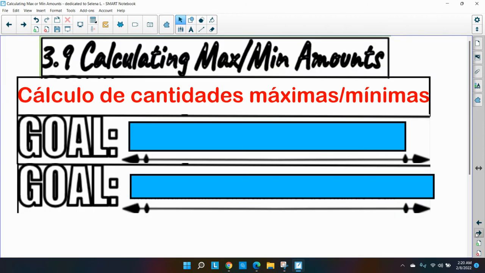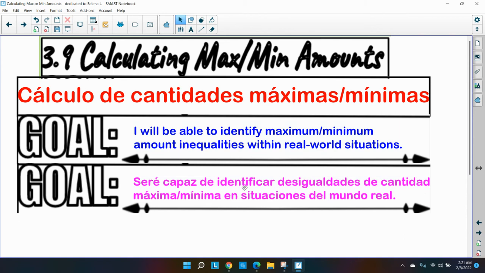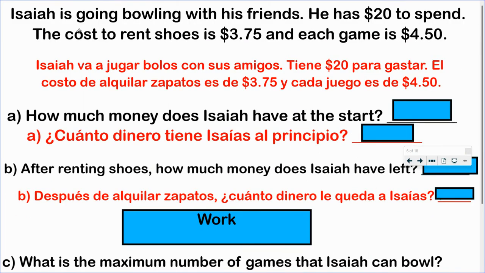All right, let's get going. So we're going to be calculating maximum and minimum amounts. So our goal is we'll be able to identify maximum or minimum amounts, inequalities within the real world situation. So, there it is in Espanol for my ELL kids. So I got a lot here. So let's blow this up full screen.